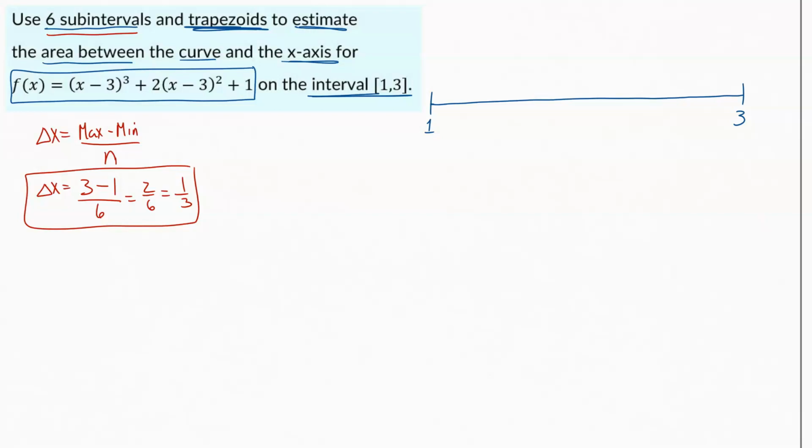Starting at 1 on the left, moving to the right 1/3 would get me to 4/3. Moving to the right 1/3 from there would get me to 5/3. Moving to the right 1/3 from there would get me 6/3, which is also known as 2. Moving to the right from there would get me to 7/3. And moving to the right from there would get me 8/3. Moving to the right 1/3 more would get me to 9/3, which is also known as 3.